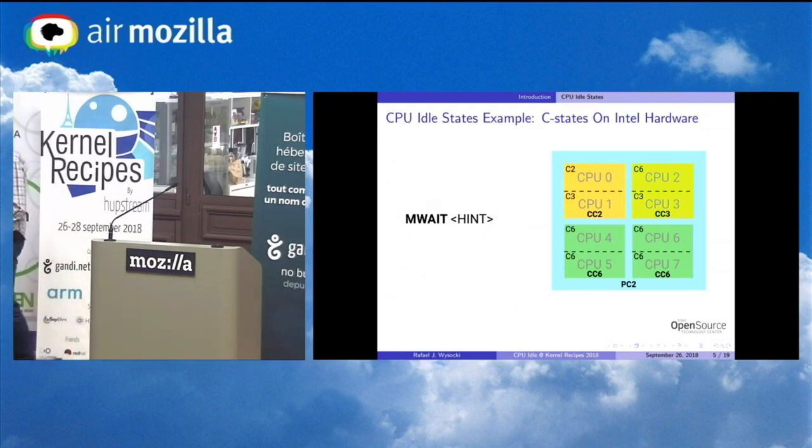Obviously, this is subject to coordination. So the shallowest of all of the requests for all of the hardware threads in this example wins. So this core can go into C2, but the package can also only go to C2, even though the other cores are in deeper idle states.